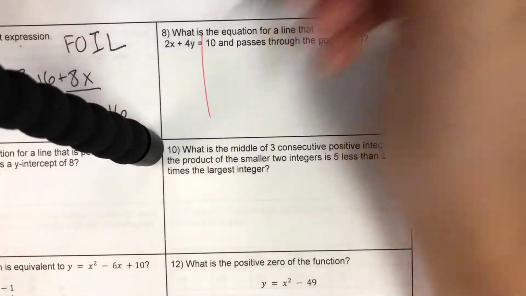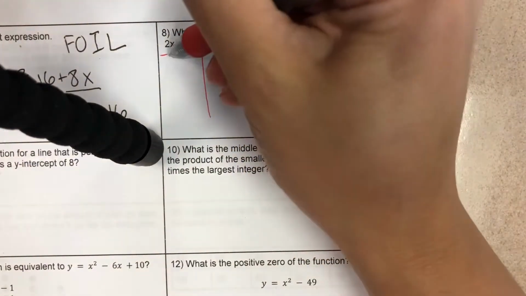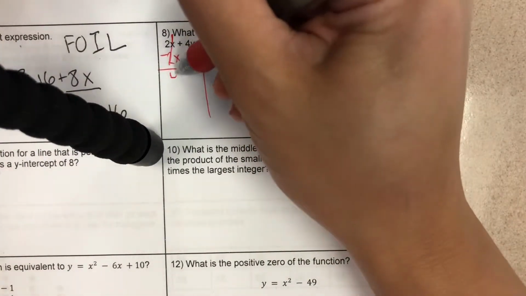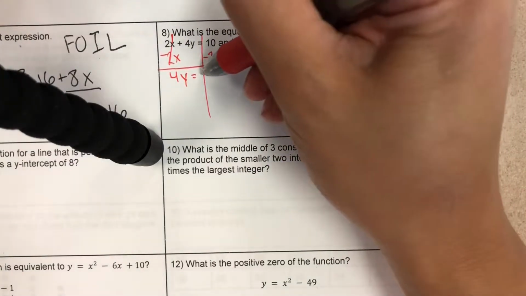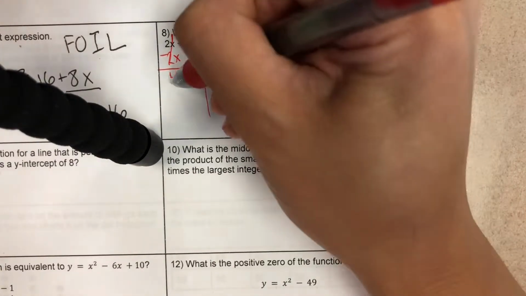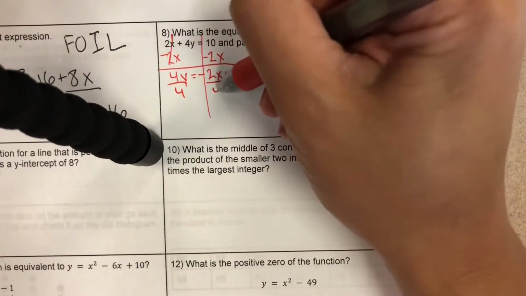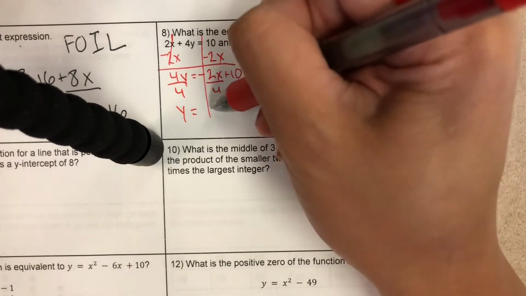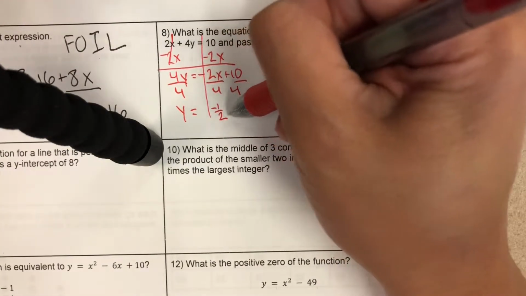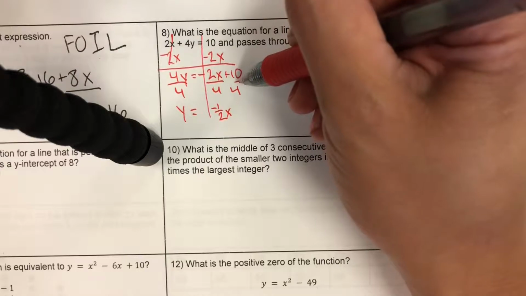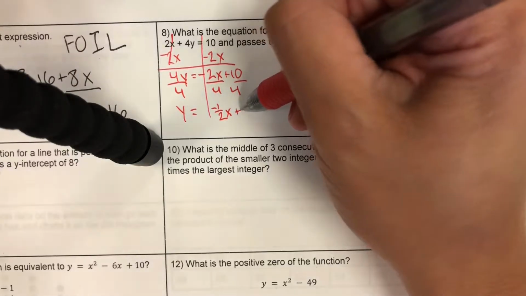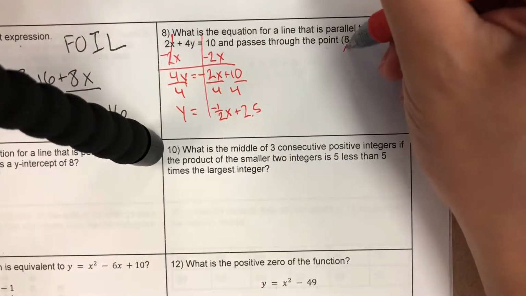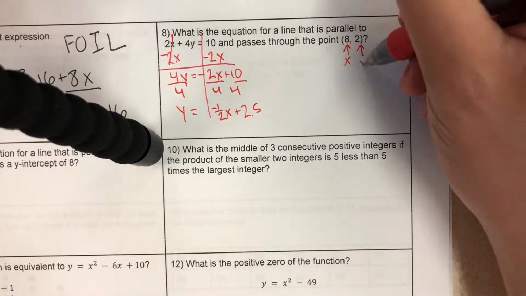To solve for this, I want to get this into y equals mx plus b form, so I'm going to do that by getting y by itself. So when I do that, these cancel, leaving 4y equals negative 2x plus 10. I divide all those terms by 4 to get y by itself, leaving y equals negative 2 over 4, which simplifies down to negative 1 over 2x. And then 10 divided by 4 is 2.5. So I can leave that. And now I have a point going through an x value of 8 and a y value of 2.